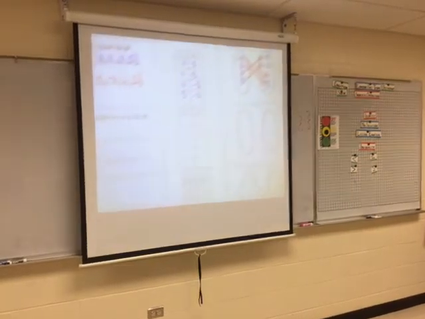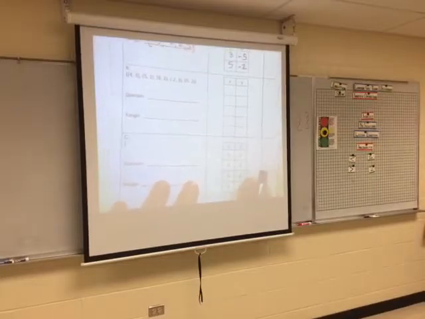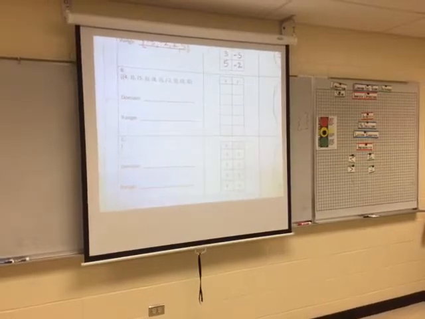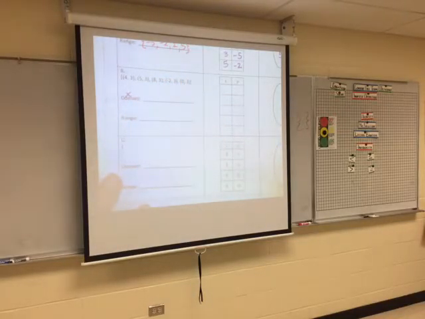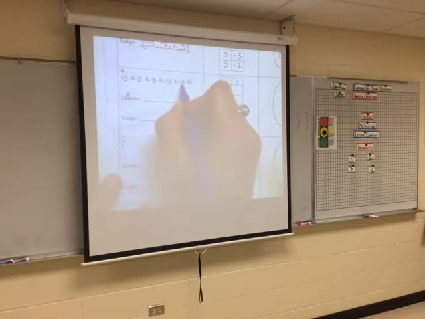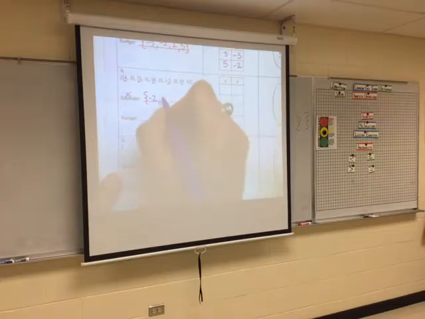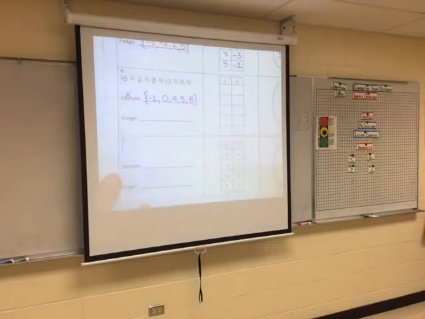Alright. Example B. Let's try example B. So I'm going to start with my domain values. So I have 4, 5, 8, negative 2, and 0. So negative 2 is my smallest. Then I have 0, 4, 5, and 8.